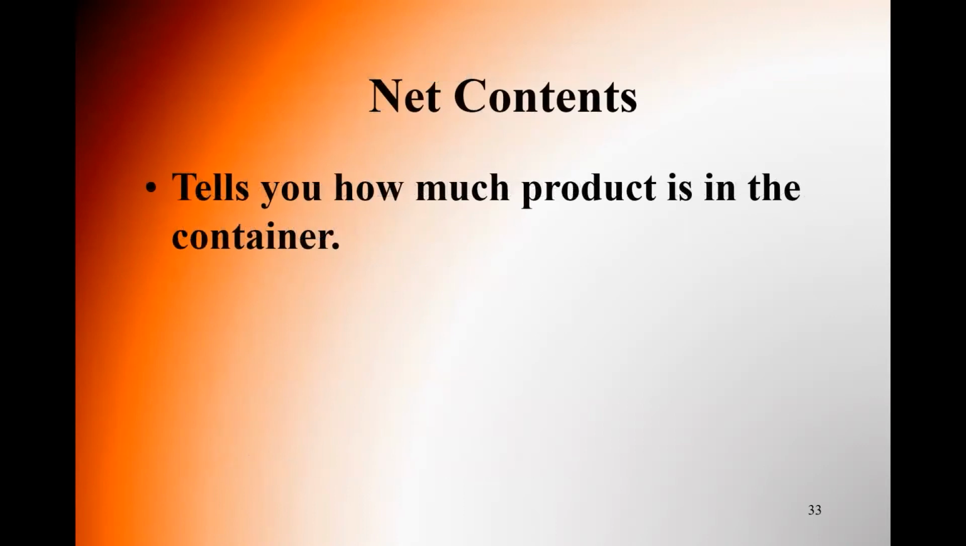Net contents, that's something else you're going to see on there. That tells you how much product is in the container, whether it's pounds, ounces, whatever that may be, depending on the formulation of the product. It's going to give you an overall net contents of the amount of product that's in that container.